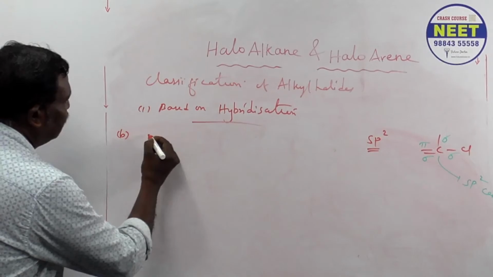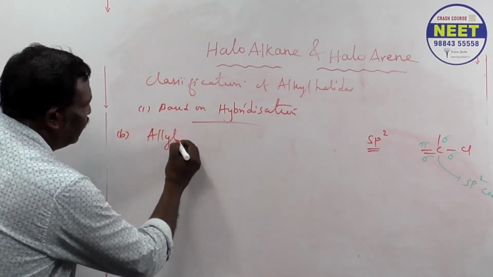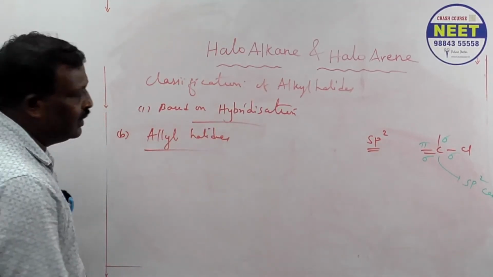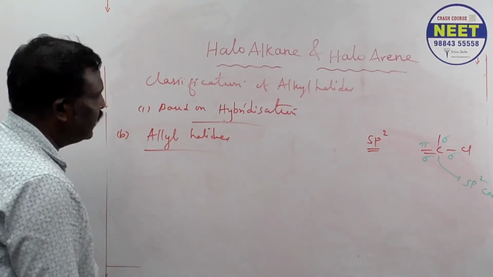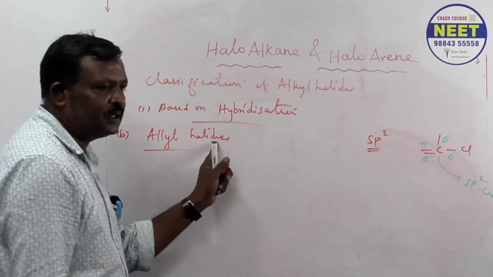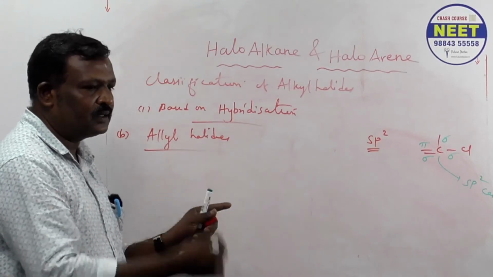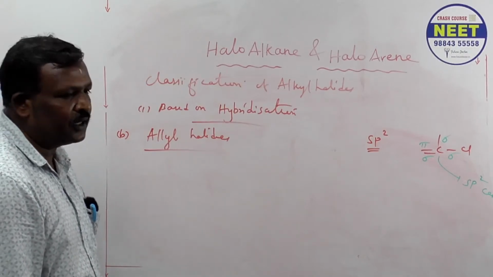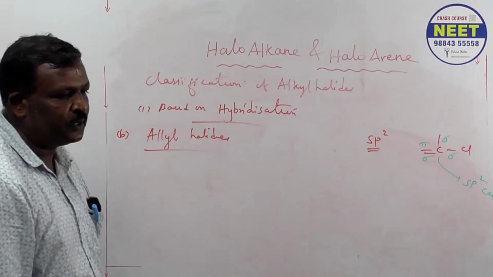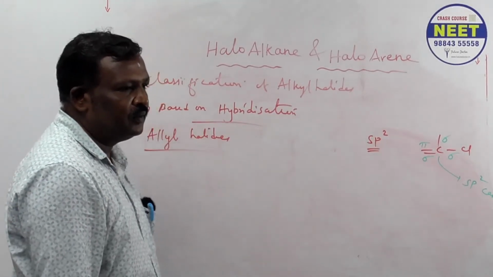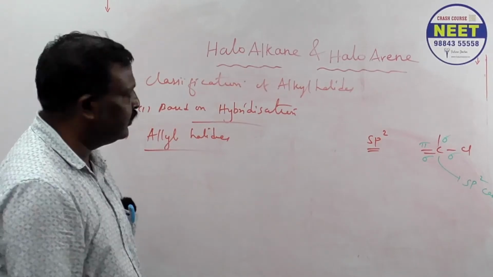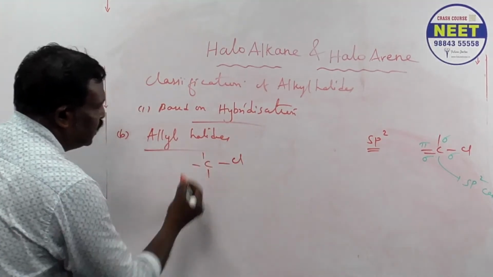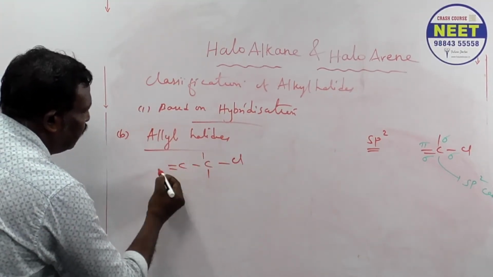Next, consider allyl halides, or allylic halides. Write the definition as usual. Halogens attached to sp3 carbon, which is attached to a carbon-carbon double bond.